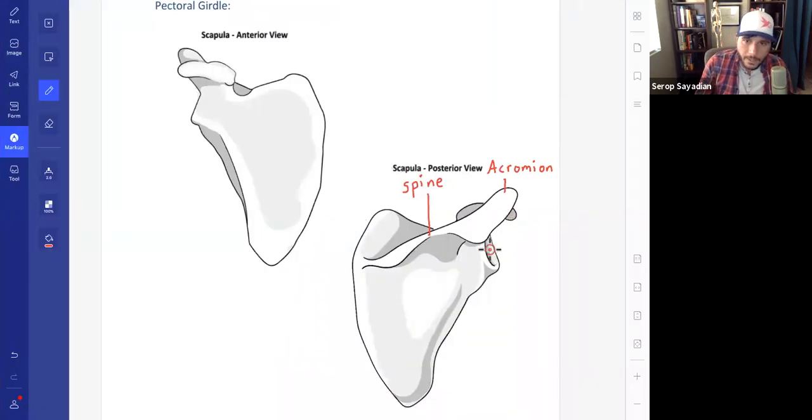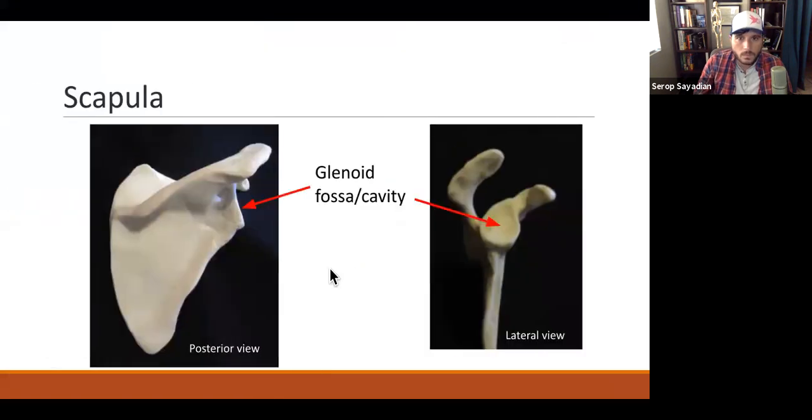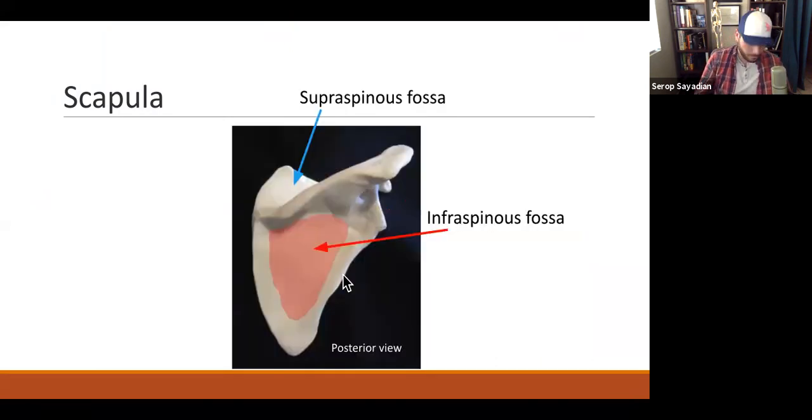Let's draw it right here. Let me know if I'm moving too fast.